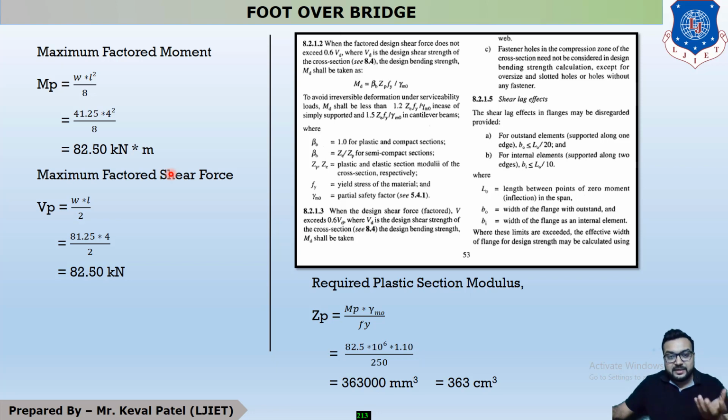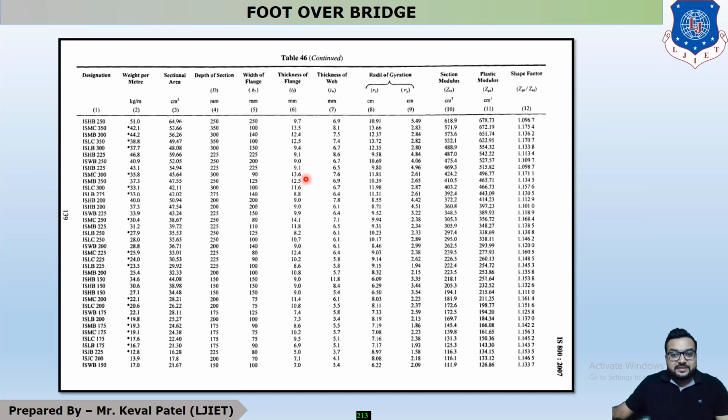It means if we have to design any structural member which takes 82.50 kilonewton meter moment, we have to design a member in which the member's ZP is greater than 363 cm cube, and the value of ZP is given in IS 800:2007 on page number 139.